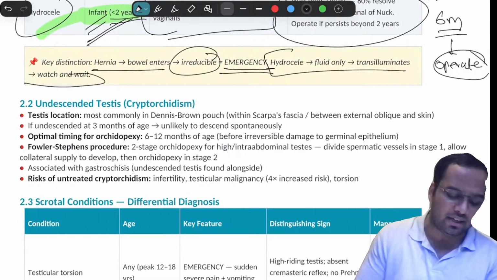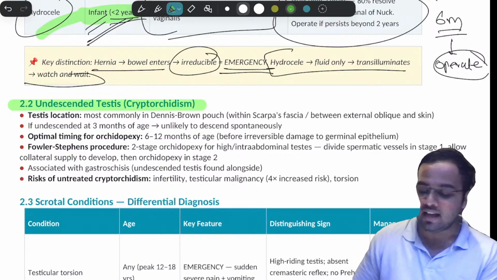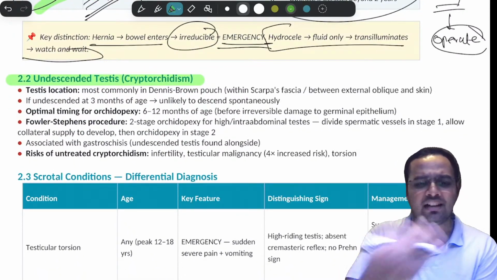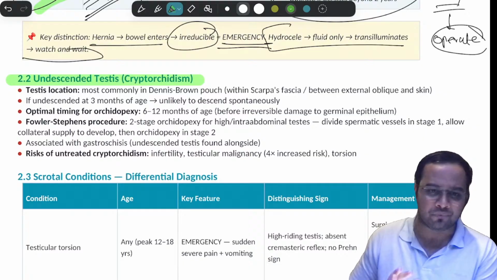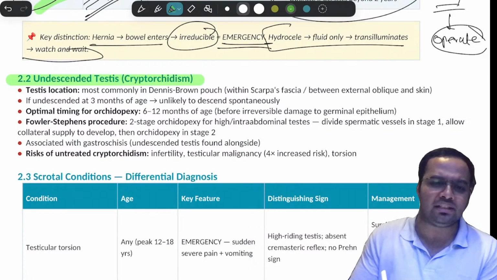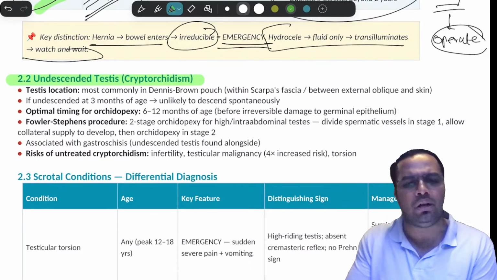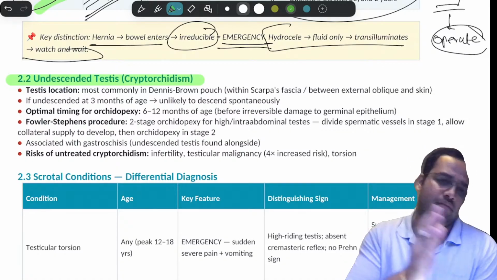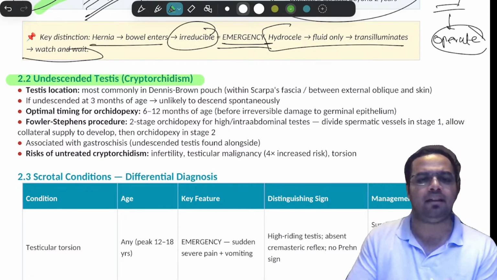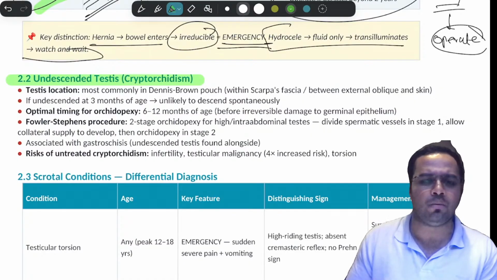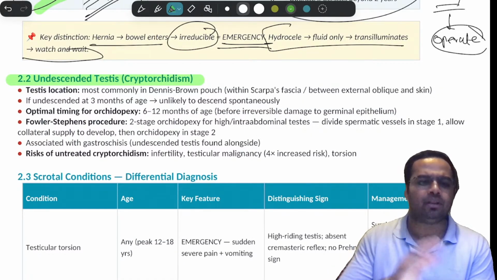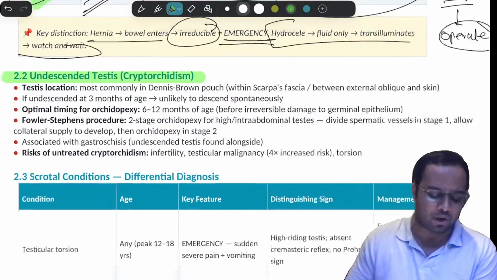Now we are coming down to what is called undescended testes, or cryptorchidism. Few textbooks say that bilateral undescended testes is cryptorchidism, but few textbooks say undescended testes is equal to cryptorchidism. So, as the situation demands. If the examiner asks for the proper definition, then say it is bilateral. If they ask who told you bilateral, say oh sorry sir, it is unilateral. So you should know how to tackle it. My point is that undescended testes is nothing but cryptorchidism.